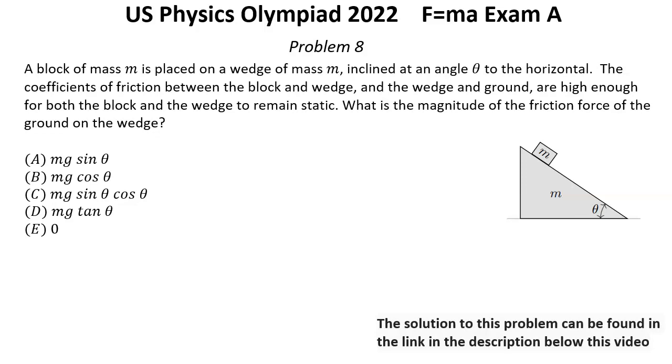Gravity exerts a force mg downward on the block, which means that the wedge must exert a force mg upward on the block. Thus, the block exerts a force mg downward on the wedge, and gravity also exerts a force mg downward on the wedge. Since these forces have no horizontal components, no friction with the ground is necessary to keep the wedge static. This is answer E, and that was the solution for problem number 8.